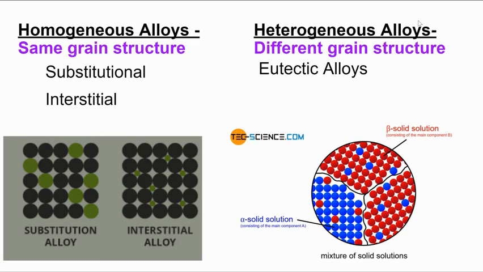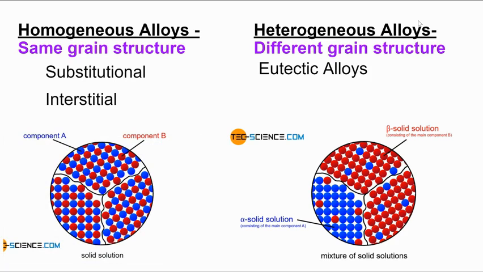So let's start by reviewing two of the things that we've already looked at. If we look at the crystal structure for various alloys that form, we can have either a homogeneous or a heterogeneous alloy. A homogeneous alloy has the same grain structure. That would be either a substitutional alloy or an interstitial alloy. Whereas a heterogeneous alloy has a different grain structure. This is a eutectic alloy and what we're going to be looking at as we study the binary phase diagram.